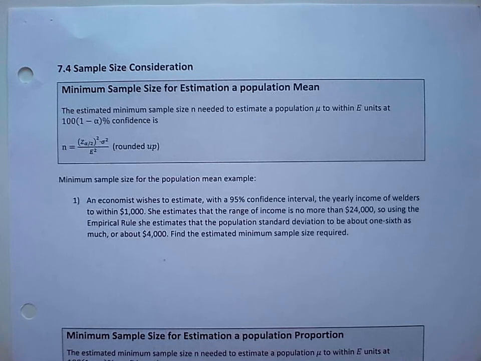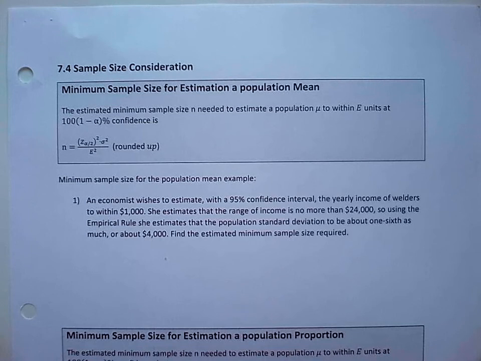What we're going to do in this section is go in the opposite direction. Suppose we want to say something about those parameters, and we want to have a certain level of confidence in the estimate that we're making, and also we want our margin of error to only be a certain size. How big does our sample size need to be in order to make those things happen?